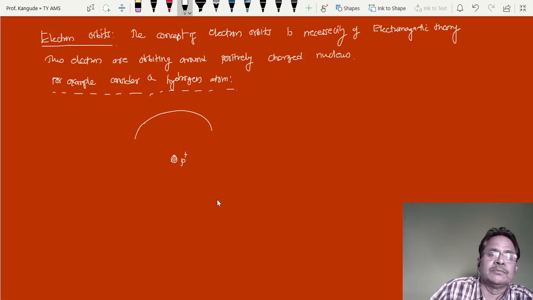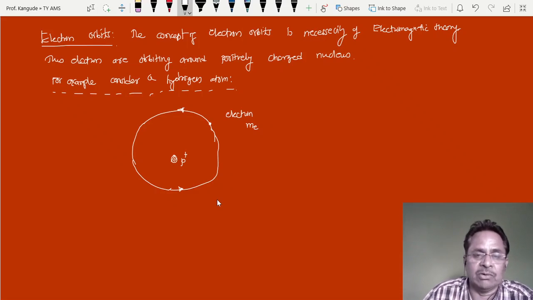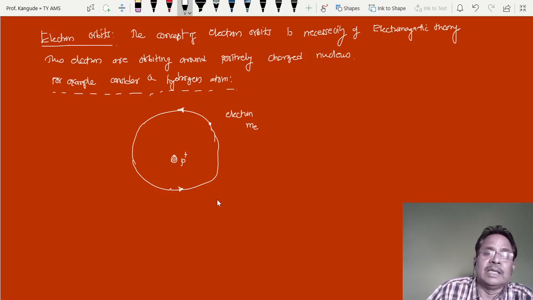And this is the orbit. Draw a big picture. Draw a circle. This is the orbit, wherein this is the electron having mass me, and this is the proton having its mass mp, and this electron is revolving around this nucleus in this circular orbit. The orbit is usually said to be circular. The electron has negative charge, that is E minus, and this is P plus.